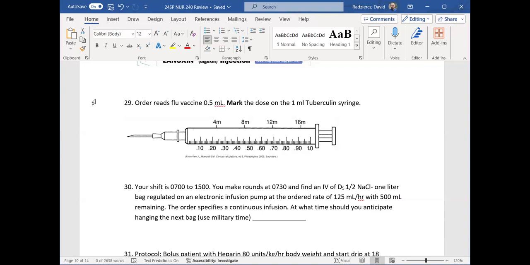Okay. But yes, if I'm marking this, you're exactly right. That's what I think she just wants you to know: you could mark at the 0.5, which it looks like it would be here. It doesn't say, it just says mark the dose. Oh, well, she even tells you it's a 1 ml syringe. So at least you know that. So you have to assume that it's 1.0, that this side is the milliliter side.